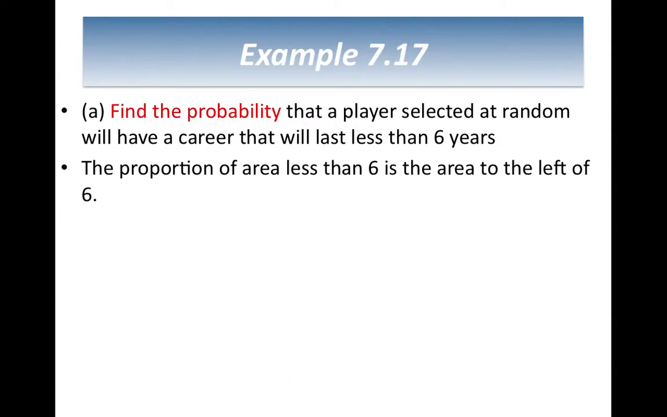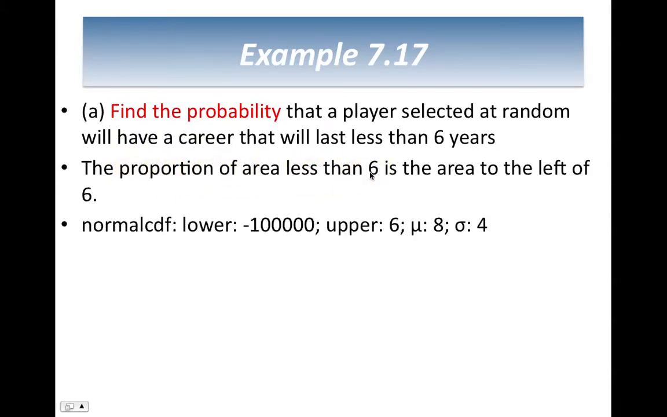Okay, what we're being asked now, when finding the probability, is to find that proportion of area less than 6. So on our calculator, the proportion of area less than 6 is going to be, use a lower value of negative infinity or negative 100,000, an upper value of 6, a mean of 8, a standard deviation of 4.